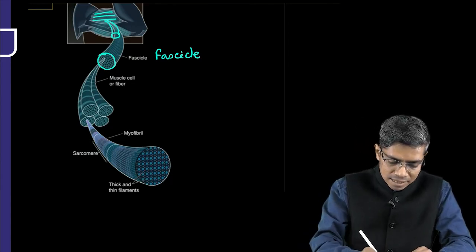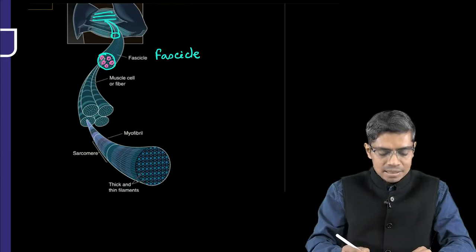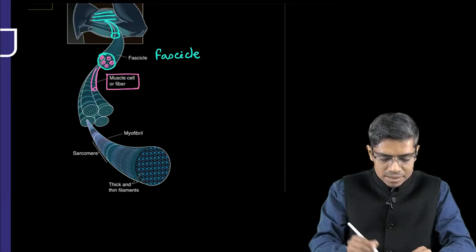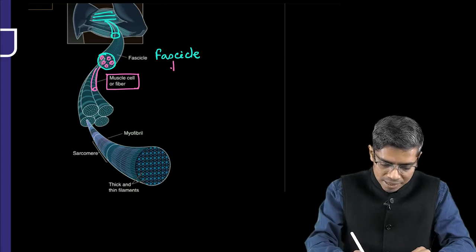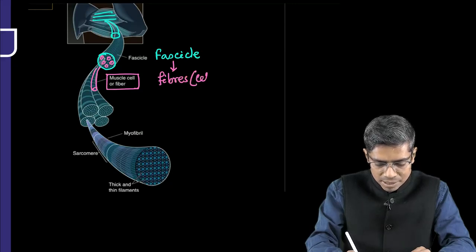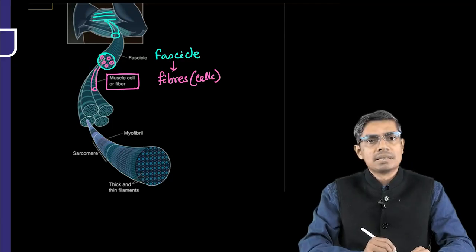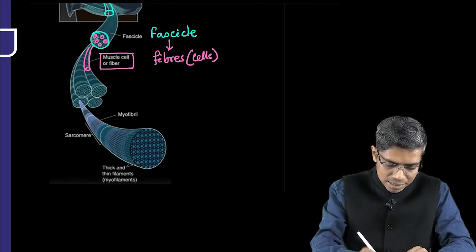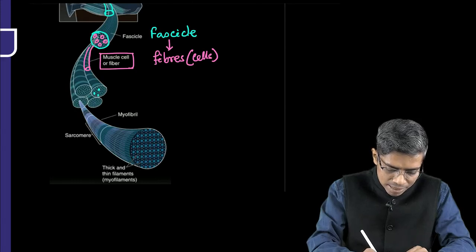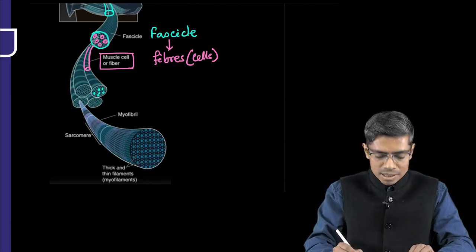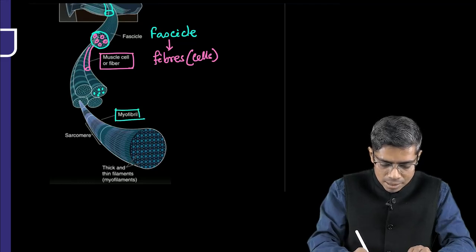If you enter inside a fascicle, you will find multiple muscle fibers. So these are the muscle fibers. A muscle fiber is nothing but a single muscle cell. So basically the fascicle is composed of multiple muscle fibers, and these muscle fibers are nothing but individual muscle cells. Now if you enter inside a single muscle cell, you find multiple fiber-like structures inside the cytoplasm of the muscle cell, and these are known as the myofibrils.